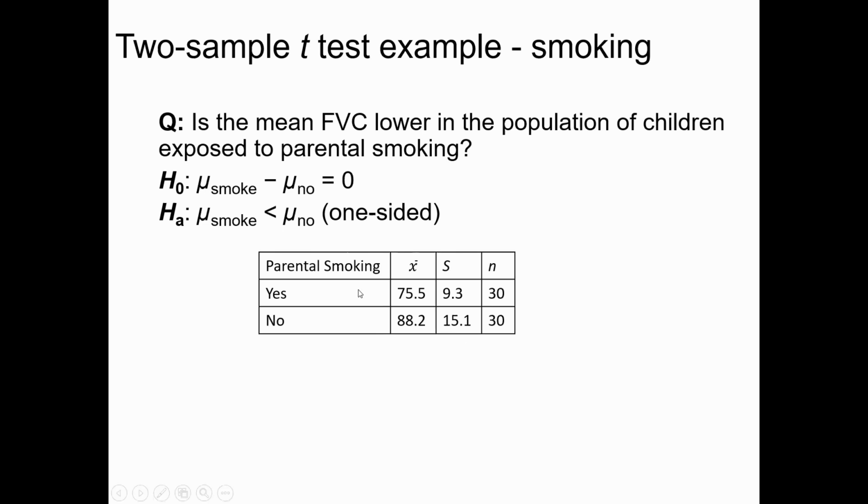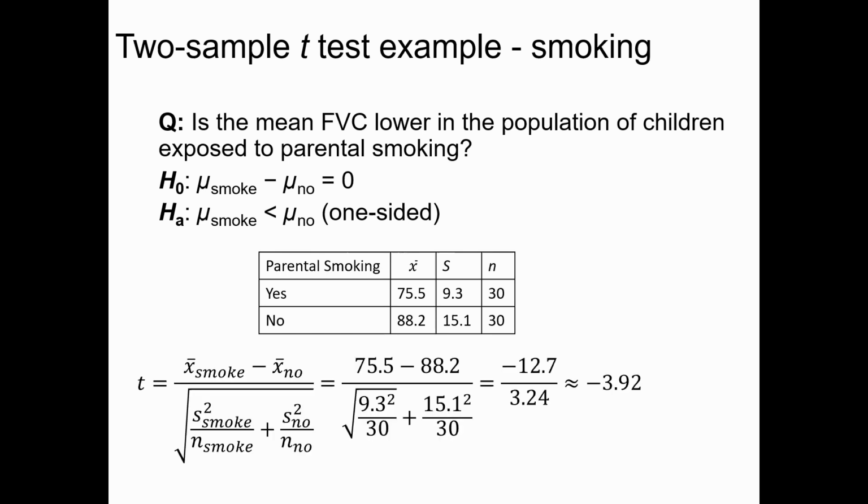So in this case, the FVC for children with parents who smoke was 75.5, and for children with parents who don't smoke was 88.2. So it looks like it is lower, but is it a significant difference? Here's the maths. Don't bug out on this. If you're like me and you see an equation and your eyes just glaze over, you're like, whatever, I'm going to completely ignore this. You can, but I think you could also do this. If you just hang on a minute and look, I'll walk through it with you and check this out. We're just looking at this T, okay?